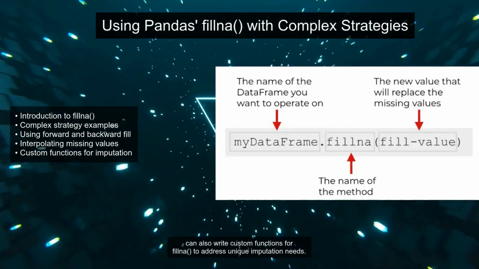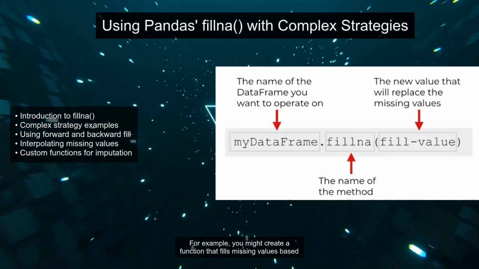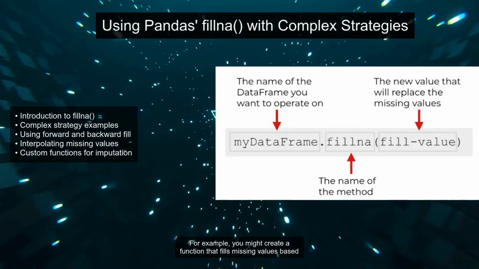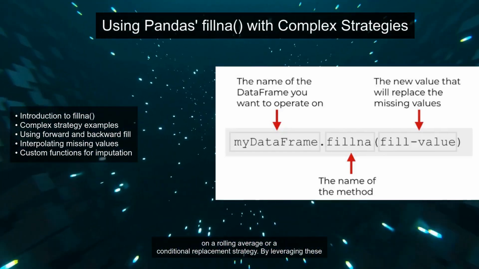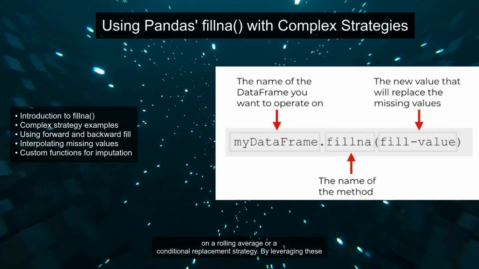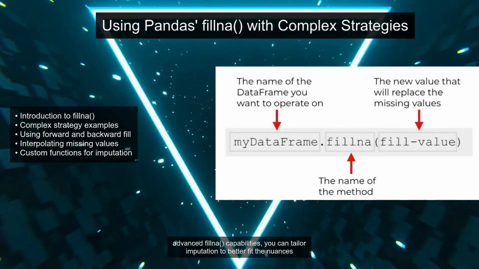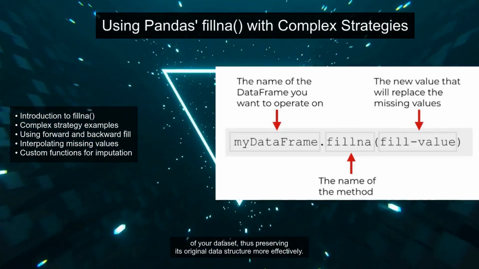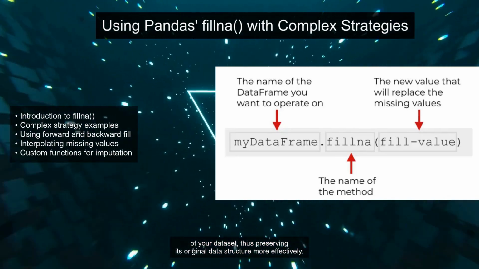You can also write custom functions for fillna to address unique imputation needs. For example, you might create a function that fills missing values based on a rolling average or a conditional replacement strategy. By leveraging these advanced fillna capabilities, you can tailor imputation to better fit the nuances of your dataset, thus preserving its original data structure more effectively.